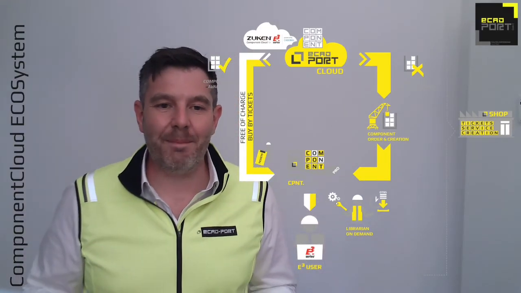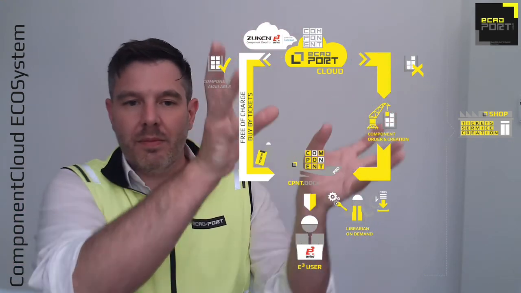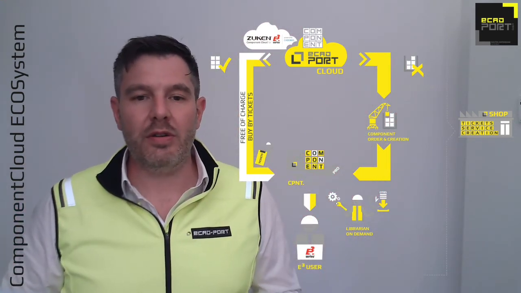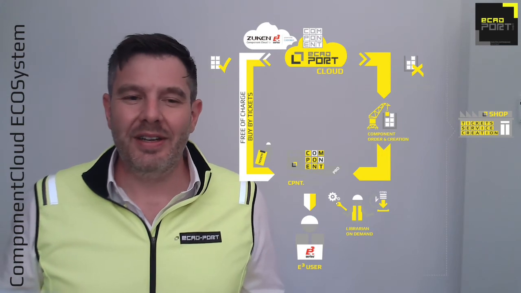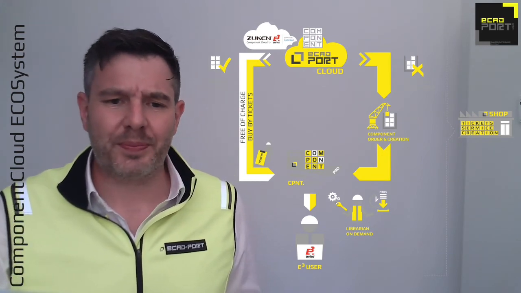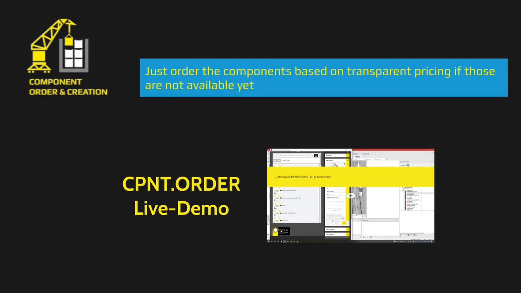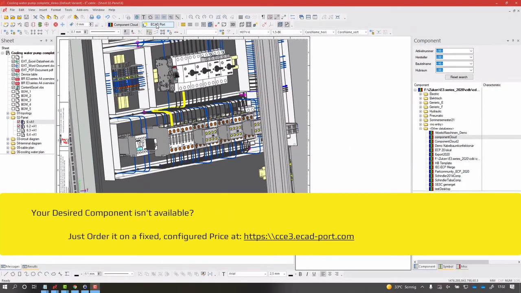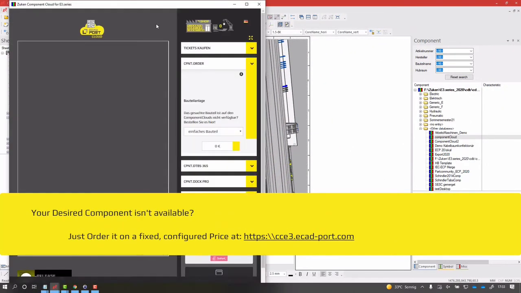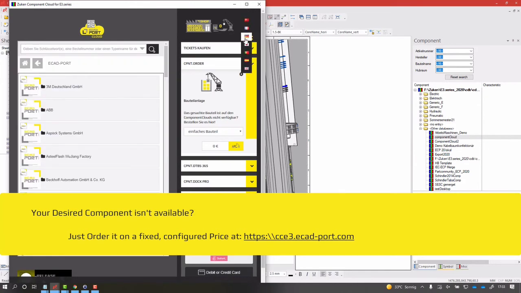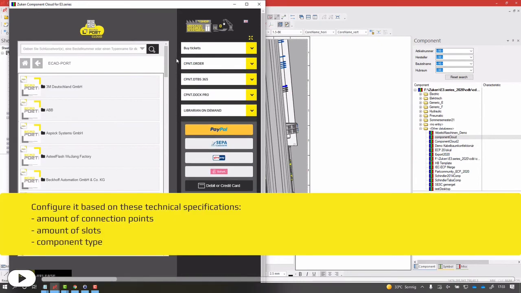So once again, I'm back at our ComponentCloud ecosystem. So what happens if the desired component isn't available? For that case, we also have a solution. We set up an easy to use configurator where you are able to order the components you are demanding. Just hit the ECAD-PORT button to reach the ECAD-PORT ComponentCloud. Here you have the possibility, as you have seen, to swap languages.